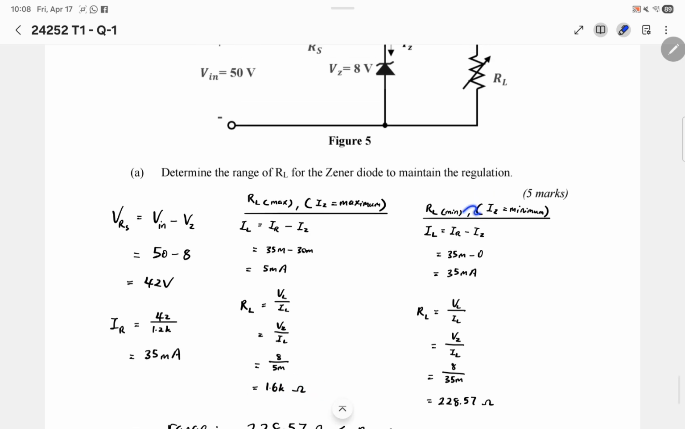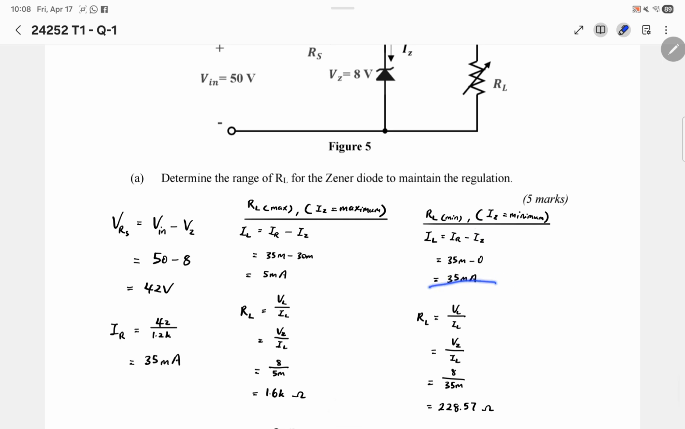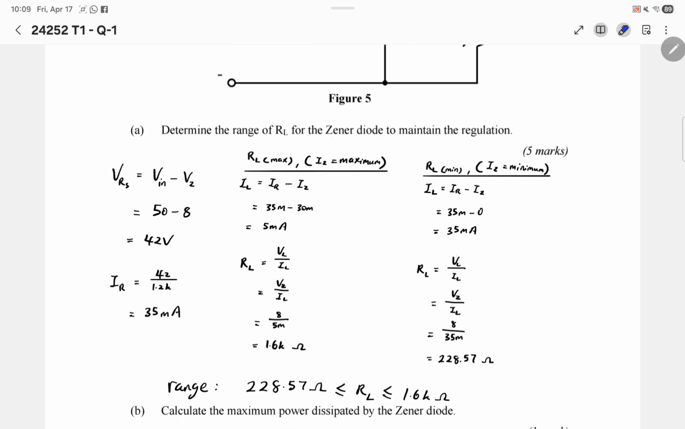For minimum RL, the IZ is also minimum, which is 0 ampere. So IL is equal to 35 milliamps. Again, we find that the resistance for RL minimum is 228.57 ohms. So the range for RL is this.